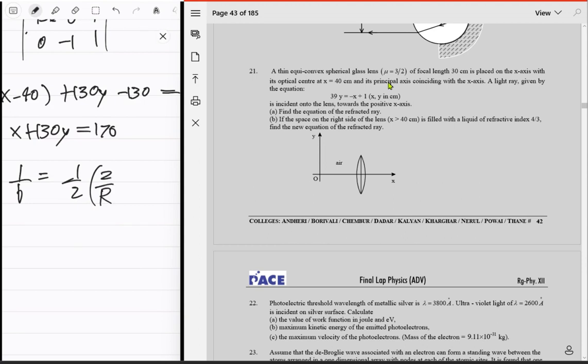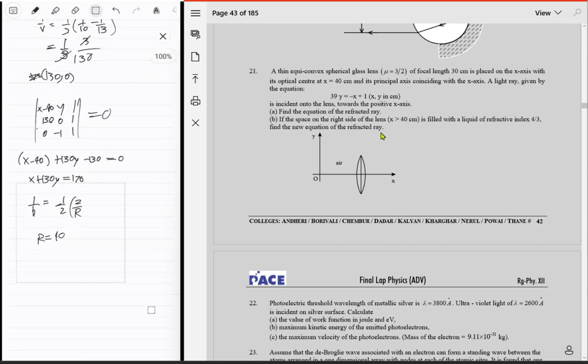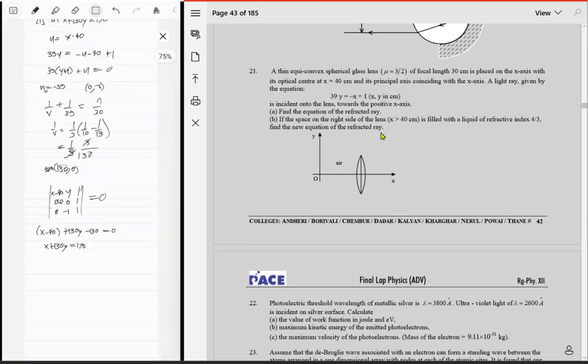Both terms will be positive for some reason. So our radius of curvature is actually equal to the focal length. So the radius is in fact 40 centimeter, right? So okay, just gonna use that. So at least you got the first answer.